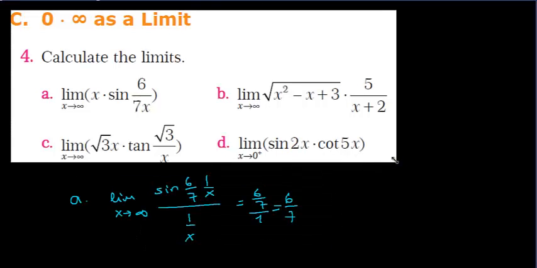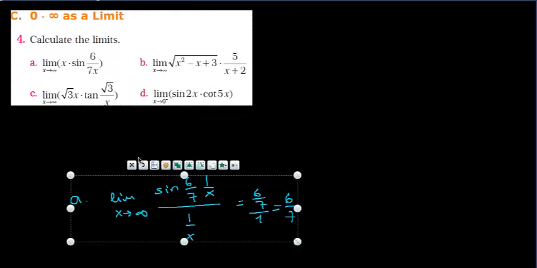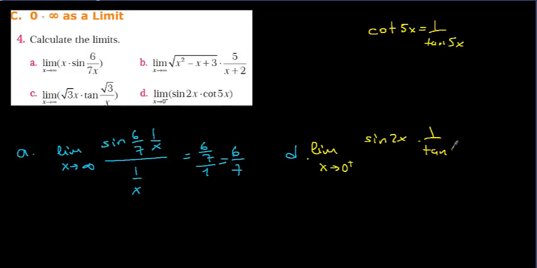Okay, the second one is here, sine 2x. I'm going to solve the d1. The others, as I said, are going to be homework for you. Here, limit x tends to 0 from the positive side, but this is not exactly important. Sine 2x over cotangent 5x can be written as sine 2x times 1 over tangent 5x. And that's equal to limit x tends to 0 of sine 2x over tangent 5x.